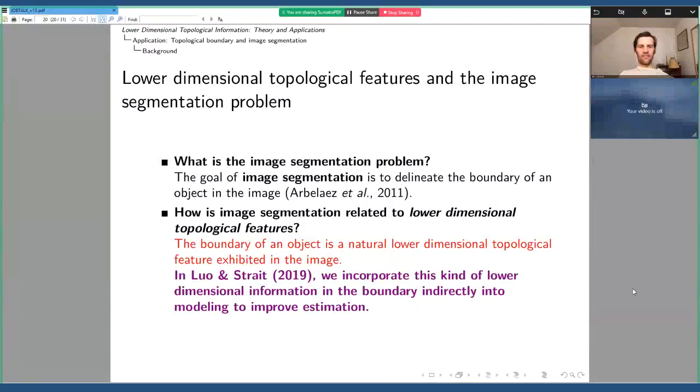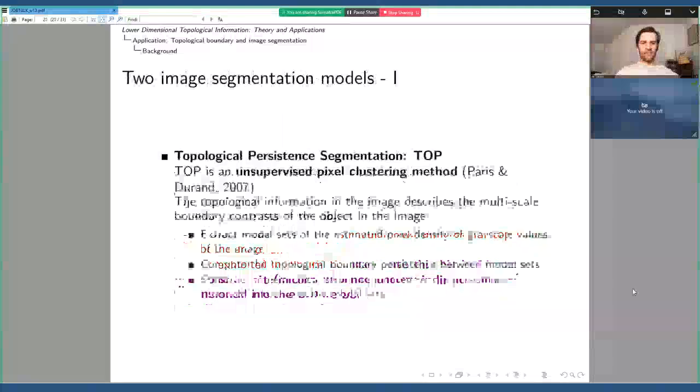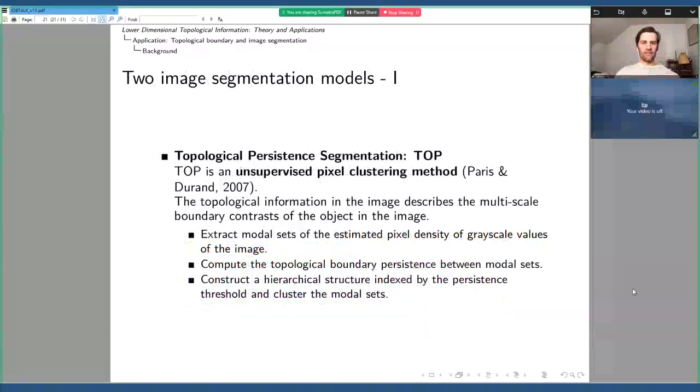So in this work, we are going to incorporate this kind of lower dimensional information in the boundary indirectly into a Bayesian modeling to improve the estimation of the boundary. Before we move to our proposed method, we have to introduce two existing image segmentation models. The first one is called topological persistent segmentation, which is abbreviated as TOP.